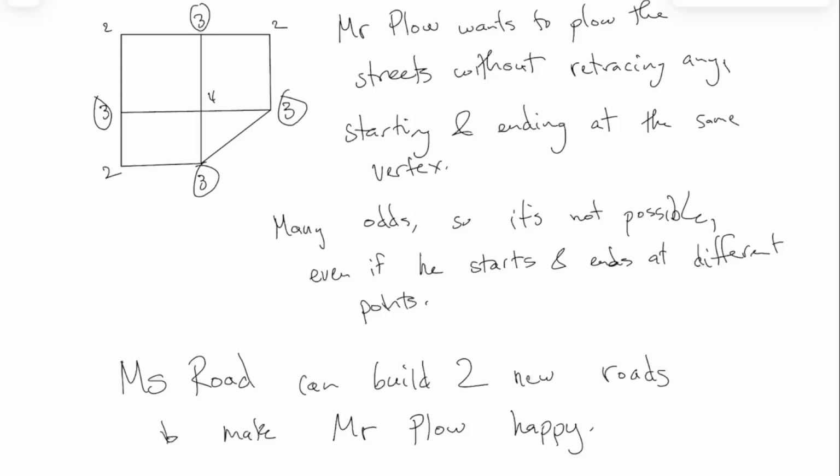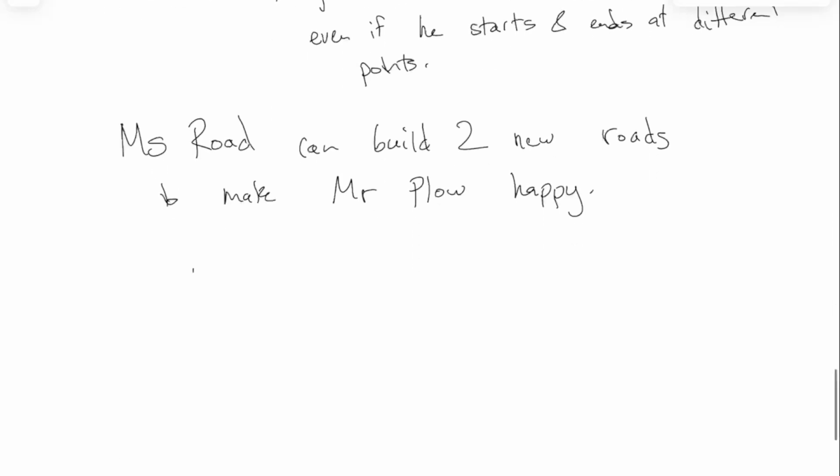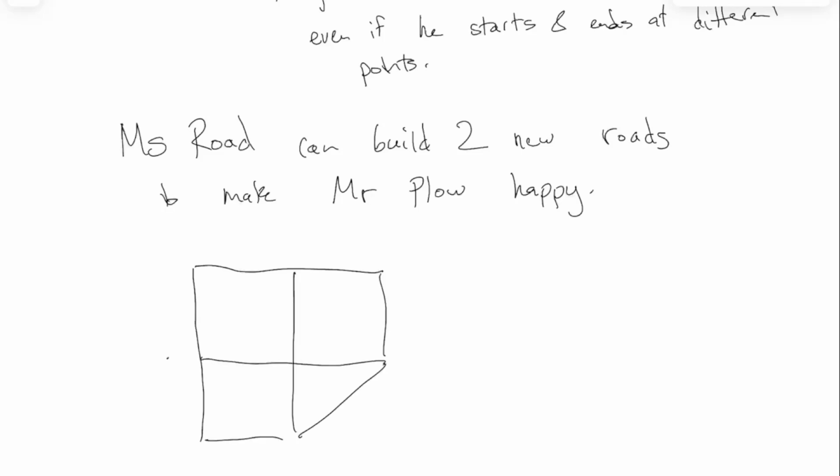I'll give you a hint. I'll tell you where one of the new roads should go. So I'm going to draw the same picture here, but I'm going to add 2 new lines to it. Now the degrees, keep in mind, are 3, 3, 3, 3, 2, 2, 2, and a 4 in the middle. Check it out. I am going to add a new road here.